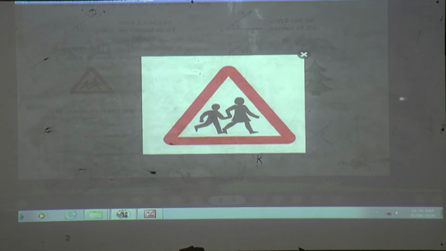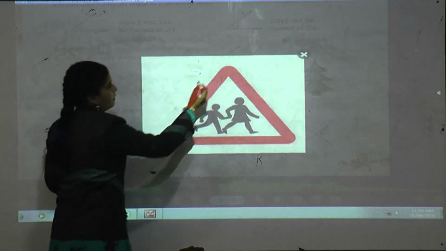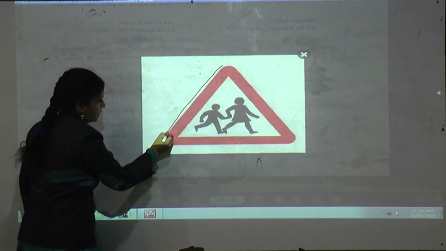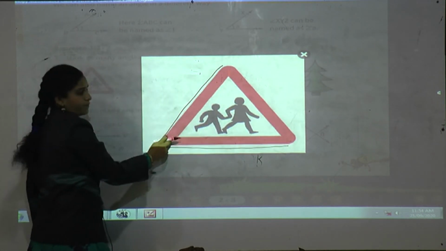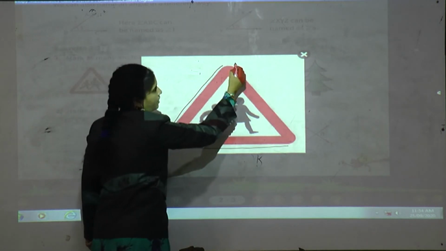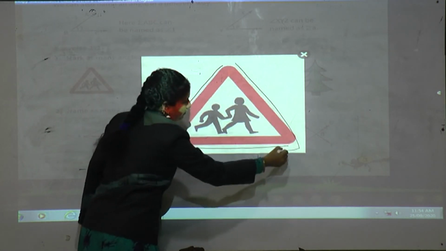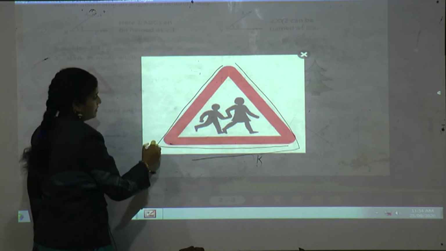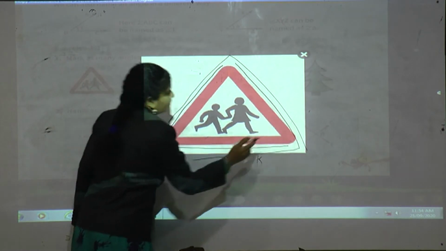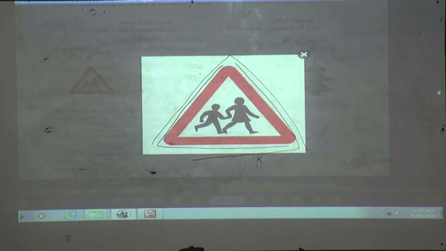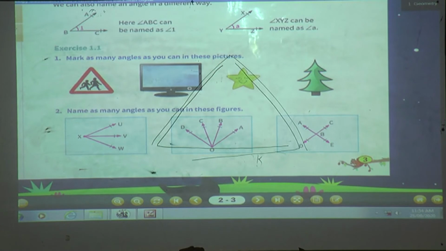Now tell me, where do we find an angle? We can find an angle here. Yes, this one is an angle. Yes, now here. Yes, here. So we can find many angles in this picture. Now, next figure.